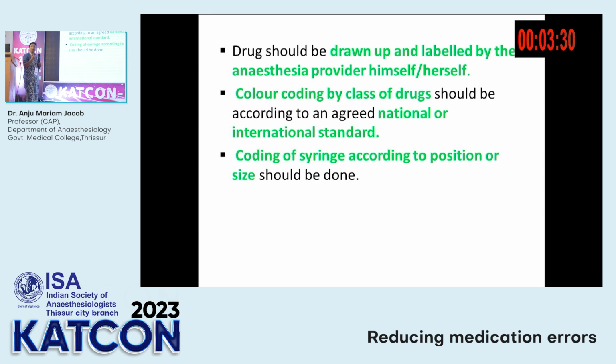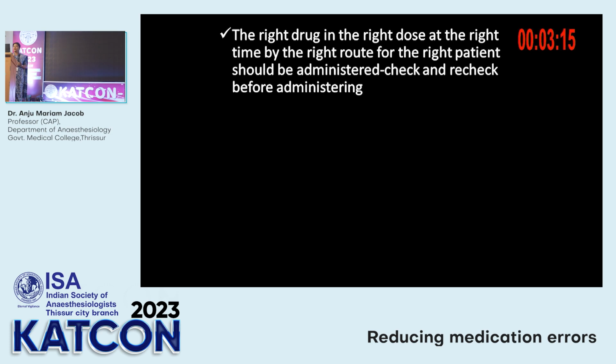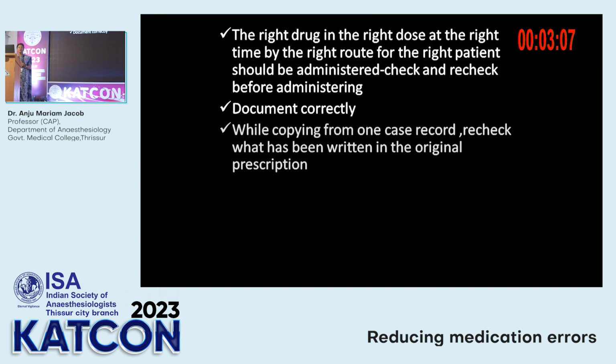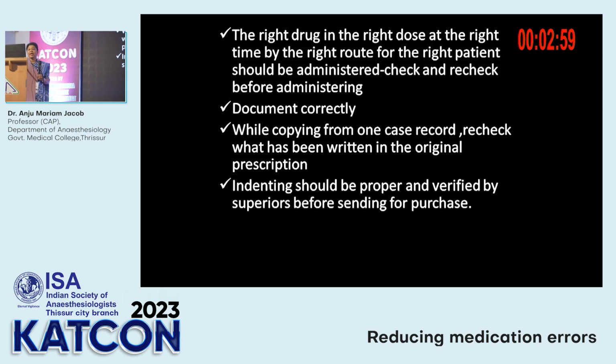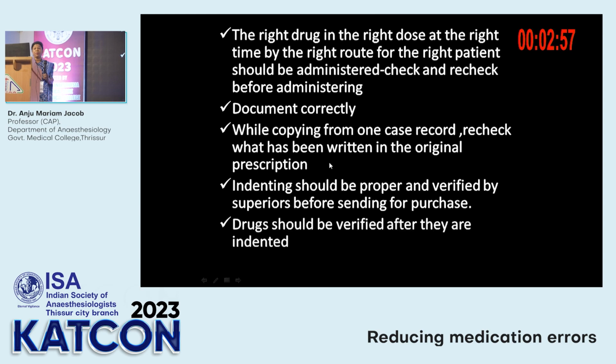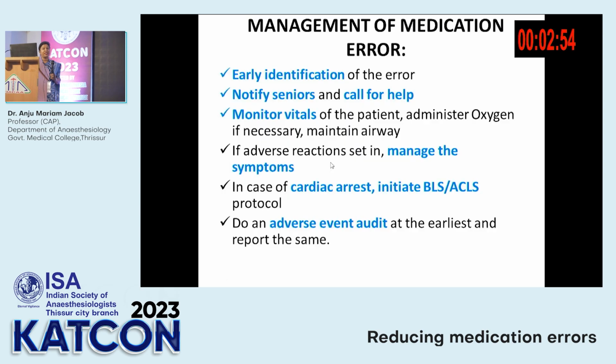Once the drug has left the ampule or vial, all will look the same in a 5cc, 10cc and 2cc syringe. So all will look the same, most of them are colorless. So make sure that the positioning also is very well adhered to in your particular institution, whatever you follow. So the right drug in the right dose at the right time by the right route for the right patient should be administered. Check and recheck before administering. Document correctly, and while copying from one case sheet to another, make sure that it is written correctly. And indenting from the store should be done properly, and drugs should be verified after they are indented.